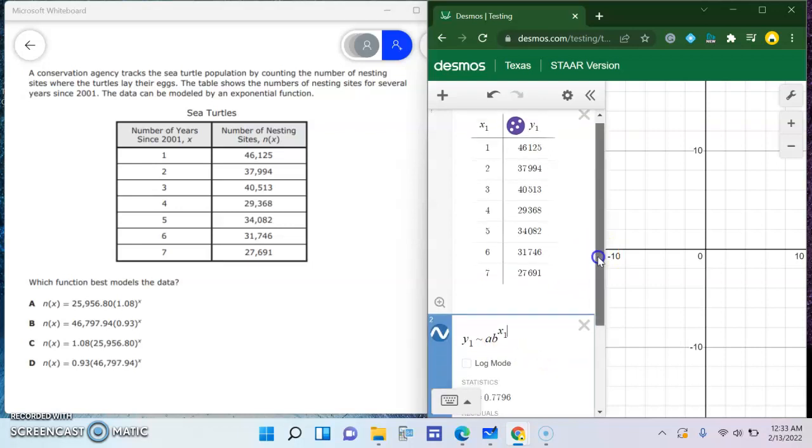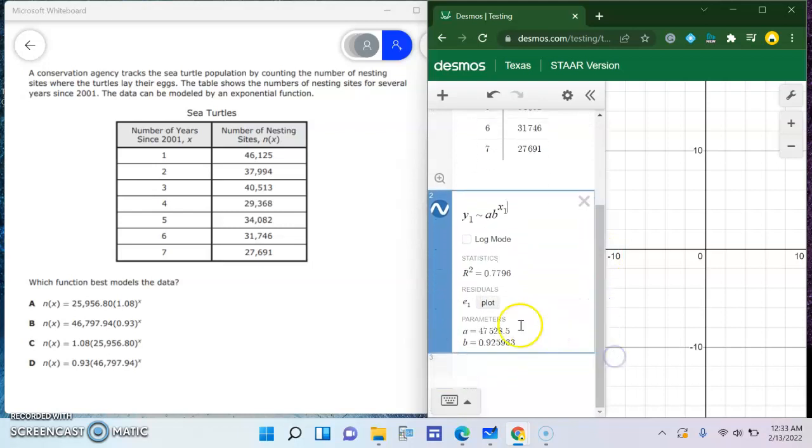Now, if I go all the way down, it's going to give me an equation. The first number should be around 47,000. So look, the first number, the only one that's close to it, is B. Now look at the next number, which is the rate. The rate is 0.93. Yeah, there you go. It's around there, 0.93. So I found my answer here, which is B.